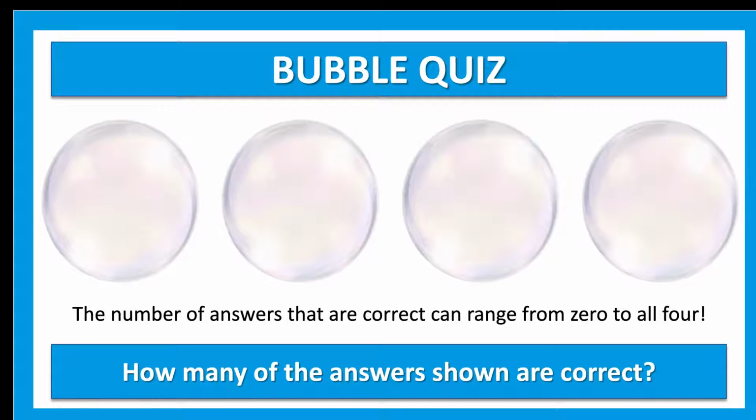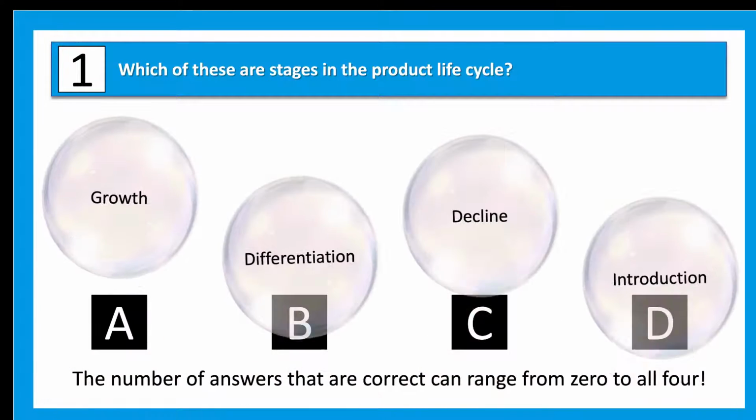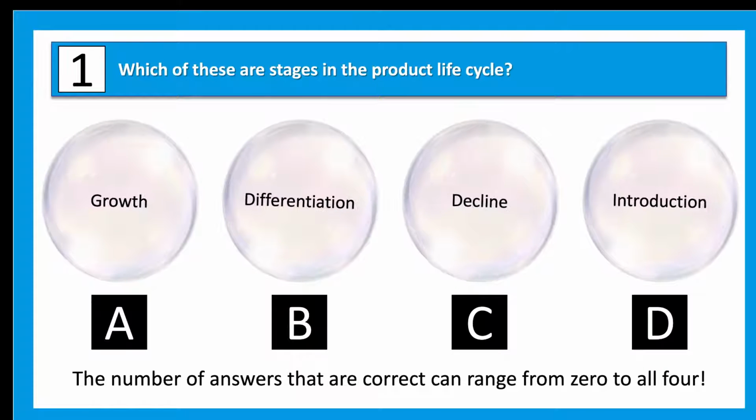But with the bubble quiz, they could all be correct, or they could all be wrong, or indeed anywhere in between. So you could be looking for no correct answers, one correct answer, two correct answers, three correct answers, or four correct answers. What I would like to do, please, as we see each question, is just put a number in the chat window. So if you think that one is right, you put one in the chat window. If you think two is right, and so on.